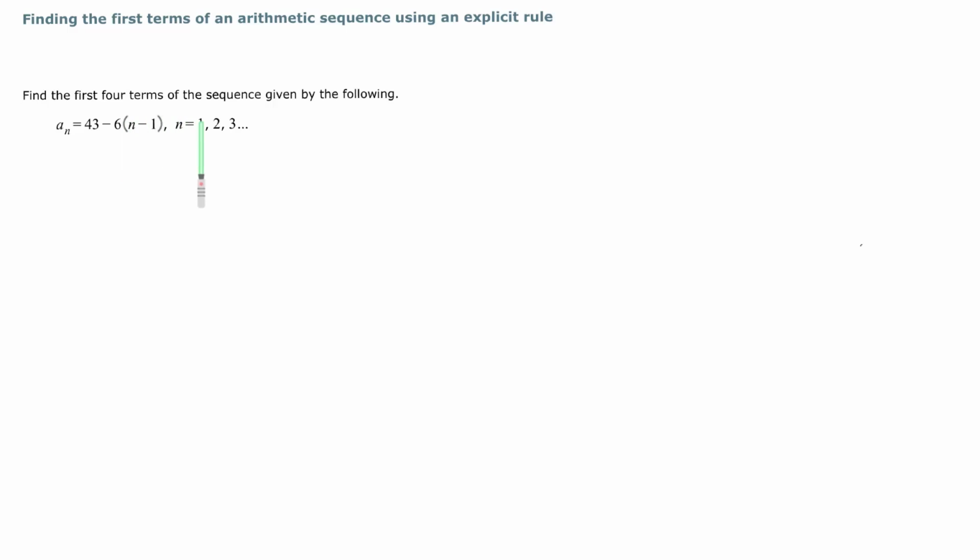Find the first four terms of the sequence given by the following. Before I begin, I want to remind you that a sequence is actually a function whose domain is often the set of natural numbers. So I'm going to write the domain here. The way we write the set of natural numbers is this double bar N, and then we write equals, and then we put a set brace, and then we start listing the natural numbers. If you put 3 dots there, that means it goes on forever.